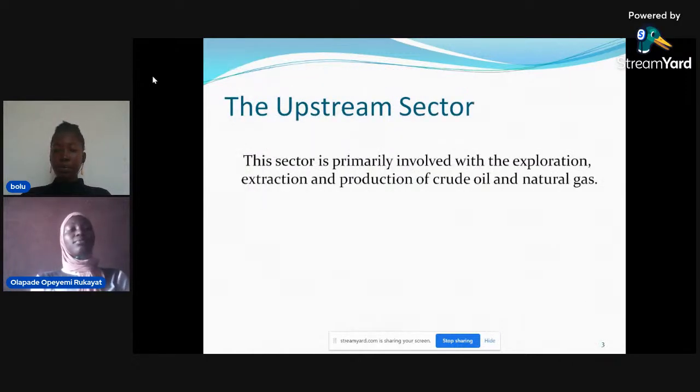So the upstream sector is primarily involved with exploration. That's more like the oil discovery. They are the ones involved in the search for natural gas and crude oil. It could be underground or underwater. And also they are involved in the extraction, the drilling process, trying to get the crude oil or natural gas from whatever place they have found it, and in the production of the crude oil and natural gas. So this sector is just involved in exploring, extracting, and producing crude oil and natural gas.